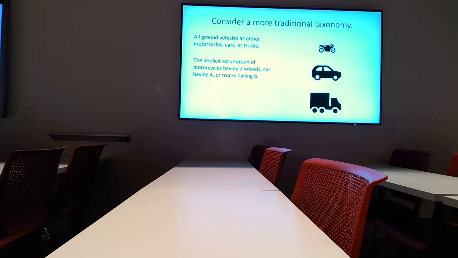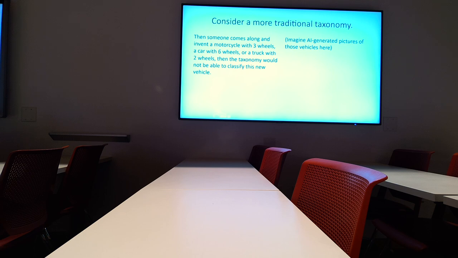All ground vehicles are either motorcycles, cars, or trucks. And you're trying to explain to your little nephew, who's like 5 years old, what the difference between a motorcycle and a car is, and you tell them, oh yeah, a motorcycle has 2 wheels, a car has 4, trucks have 6, easy. And then someone comes along and makes a motorcycle with 3 wheels, a car with 6, or a truck with 2, and all of a sudden your taxonomy fails to classify them.